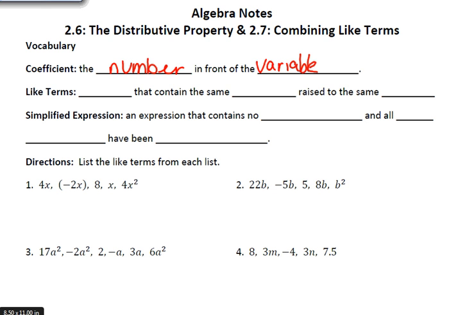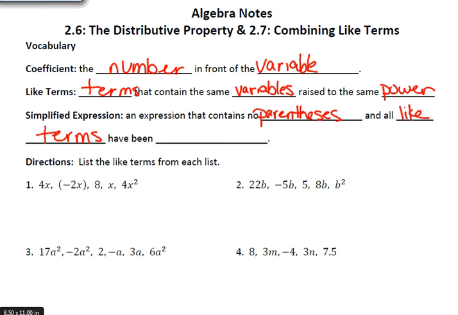Like terms are terms that contain the same variables raised to the same power. And our last one here, a simplified expression. A simplified expression is an expression that contains no parentheses. So we get rid of those by using distributive property like we did in the last section. And all like terms have been combined. And that's what we're going to do now.